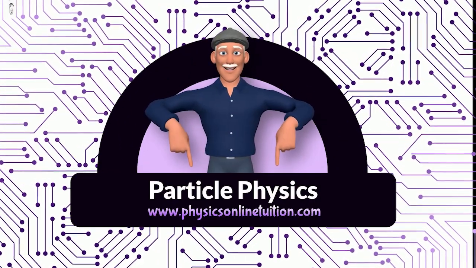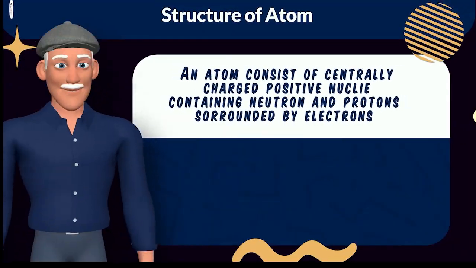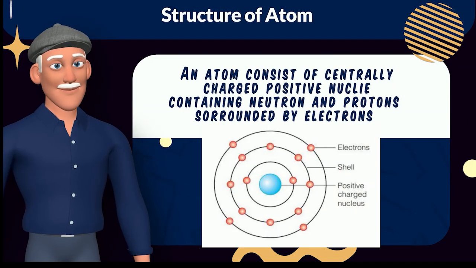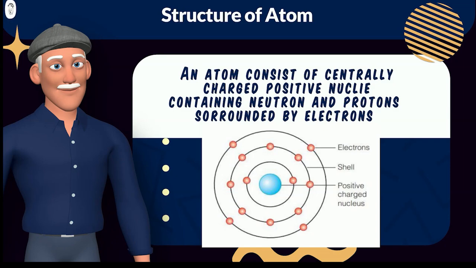Particle physics. An atom consists of a centrally positively charged nucleus, and that is there in front of you. The blue colored one is a positively charged nucleus. And outside this nucleus, you have some shells, and within these shells, we have orbiting electrons.